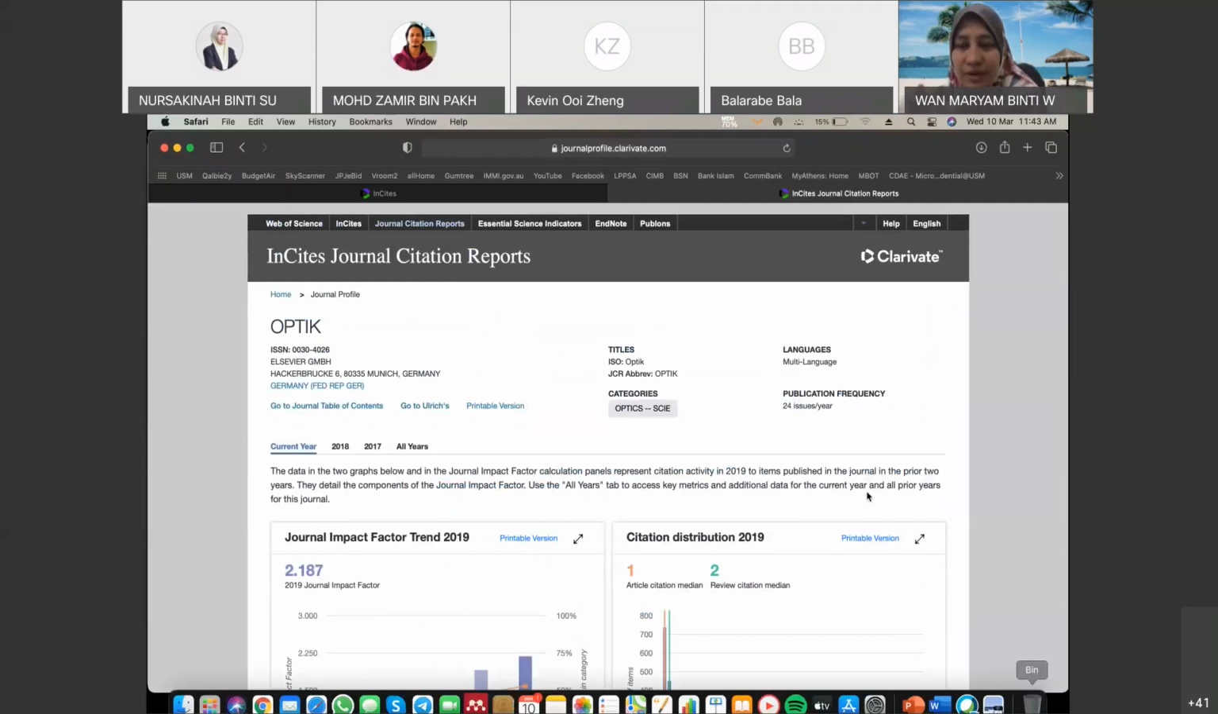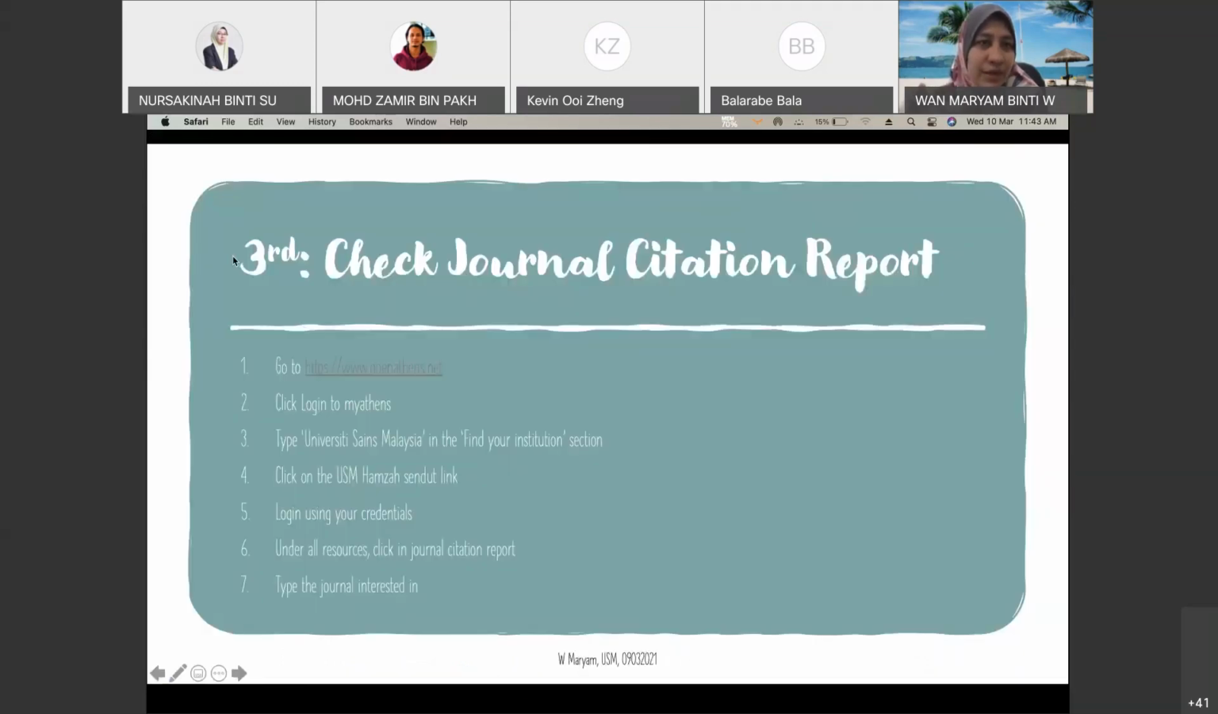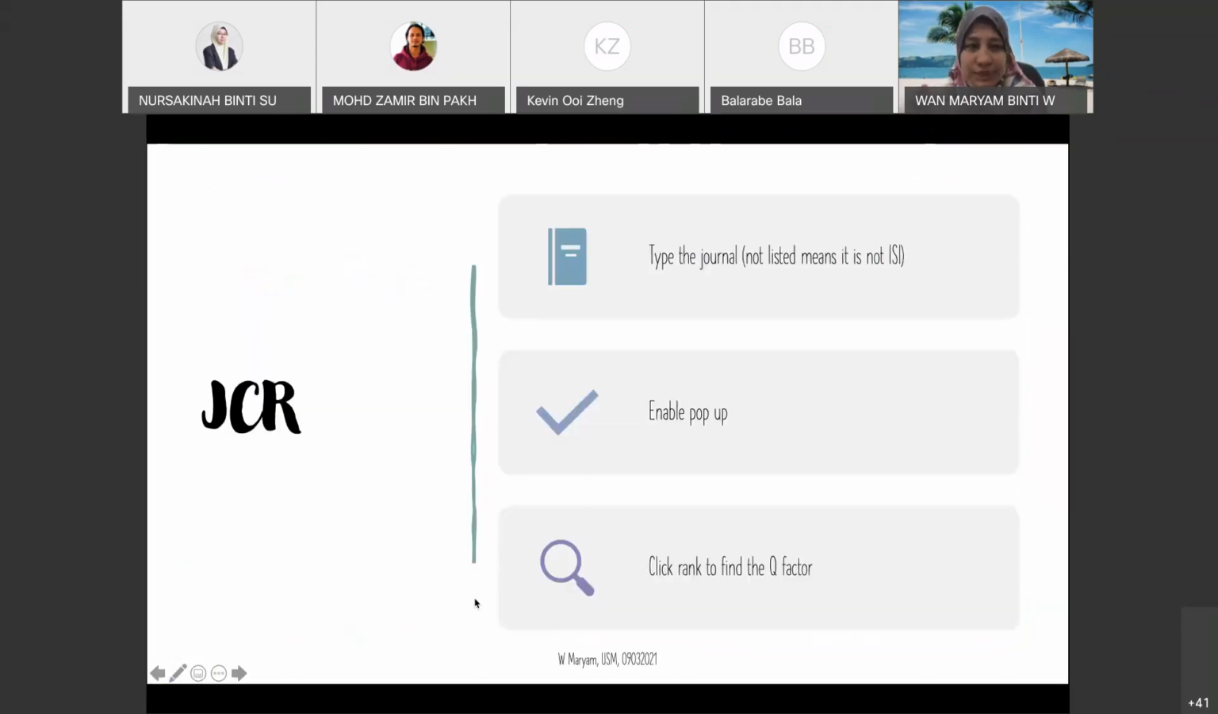Okay, all right, let's go back to my slide. I've included here how to log in and type the journal you're interested in. Remember to enable pop-ups in order for you to find the Q factor and so on.